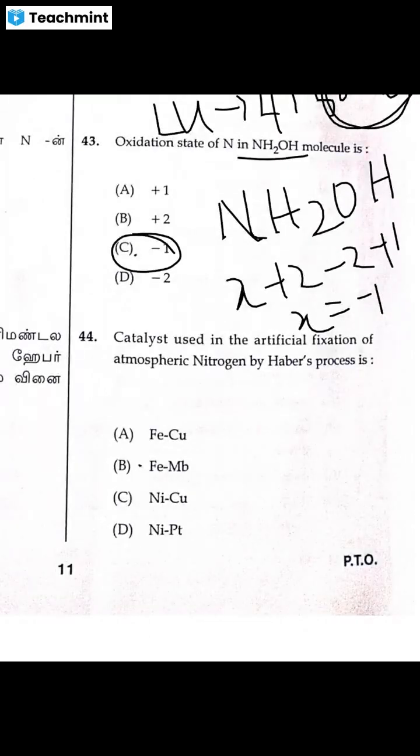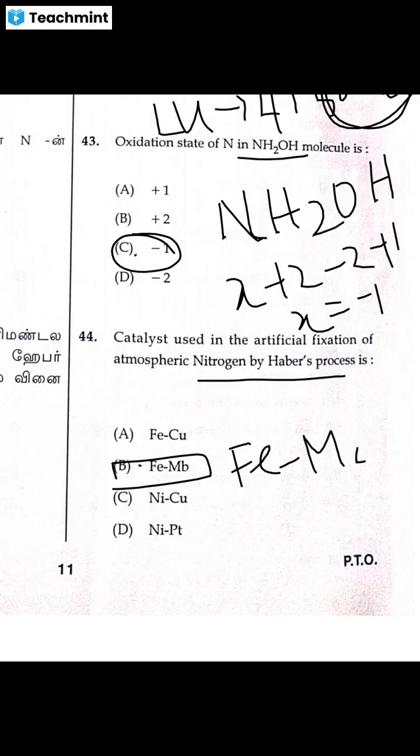Artificial fixation of nitrogen by the Haber process, that is iron and molybdenum. Iron and molybdenum. The actual symbol for molybdenum is Mo. Iron and molybdenum. Okay, that is the next one.